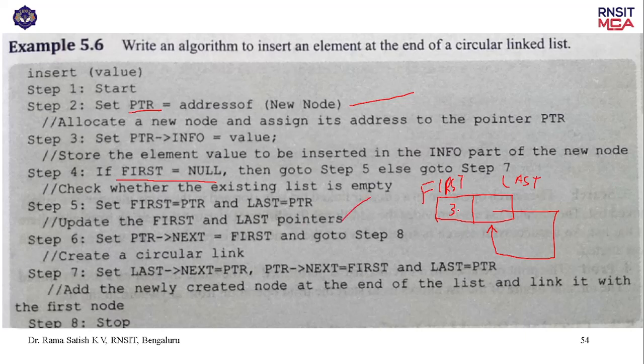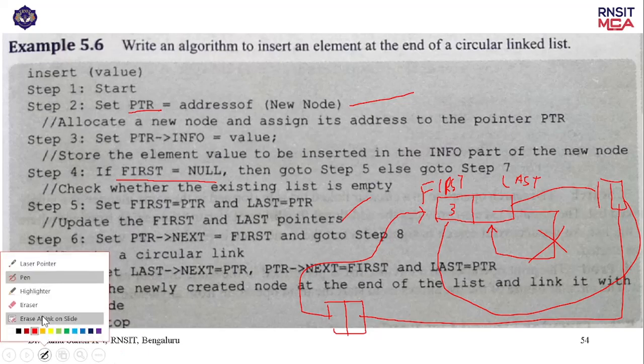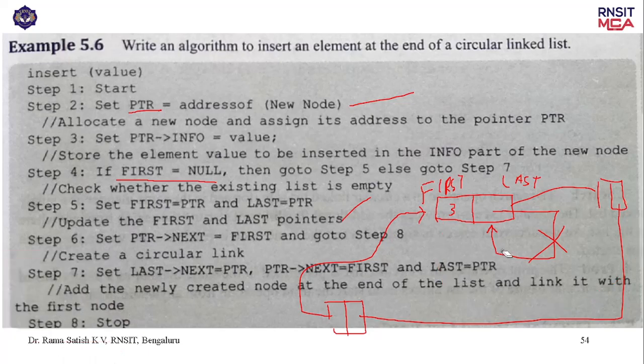If there are more nodes, what happens? For the new node, the last will be connecting to it, and from this it is connecting to the first node. In the same way, if you have one more node, the last node's link will be connecting to the new node, and the new node is connecting to the first node. Meanwhile, you will automatically be deleting the previous links. So like this it will happen.